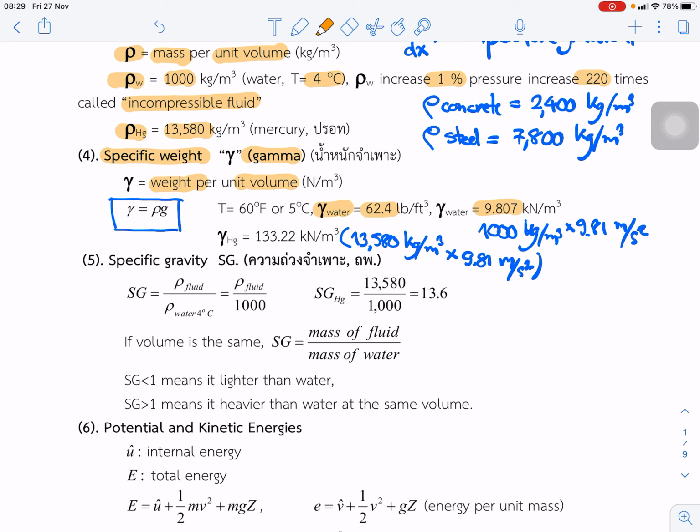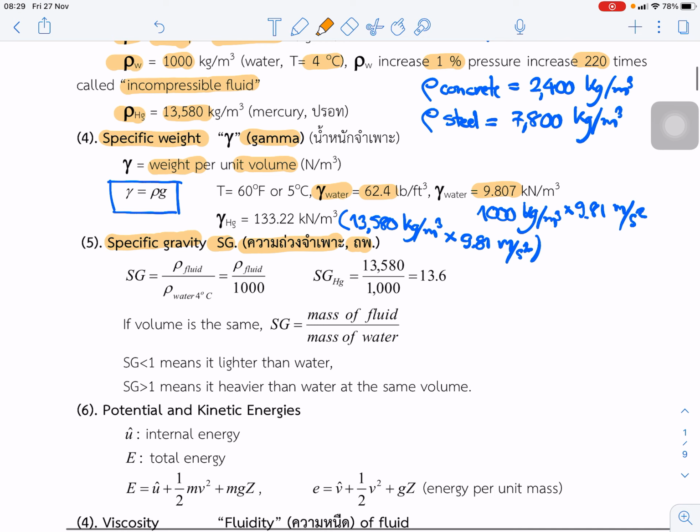The next parameter is specific gravity, Sg. We use Sg to represent the specific gravity. Sg is equal to the density of the fluid divided by the density of water. In this case, for example, if the density of mercury is 13,600 divided by 1,000, the Sg of mercury is 13.6.